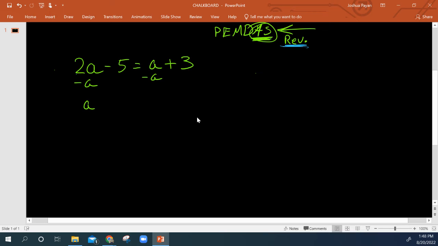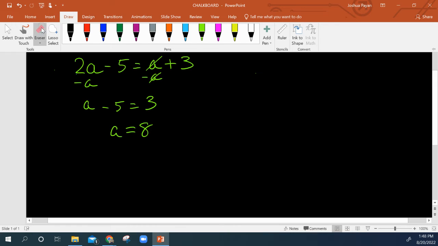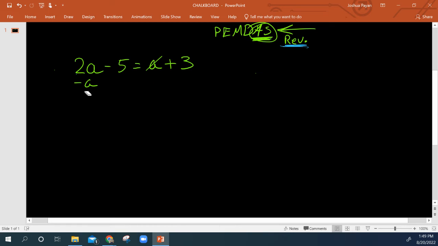Those combine to give me 1A minus 5 equals, this is gone now. And now it's a little baby simple equation, and we know that A is going to be 8. Okay? Let's get even crazier.